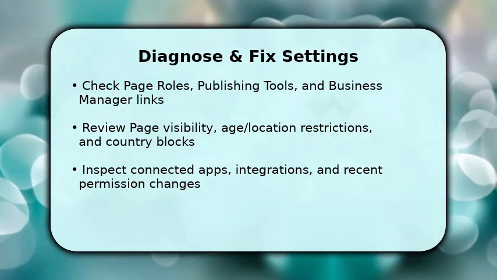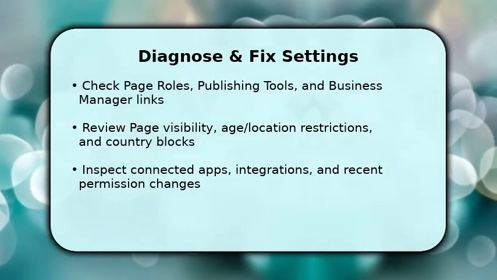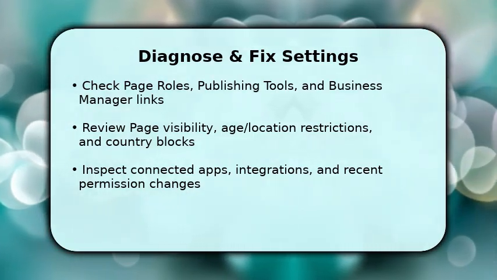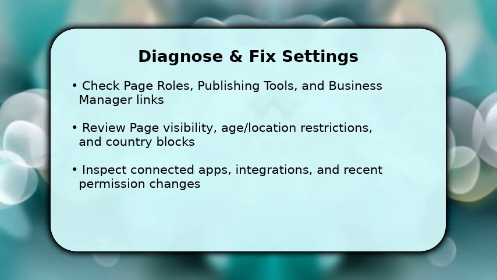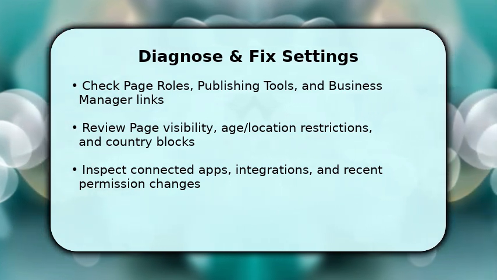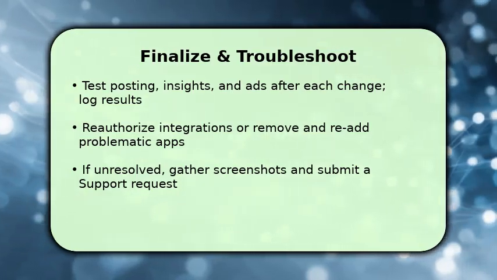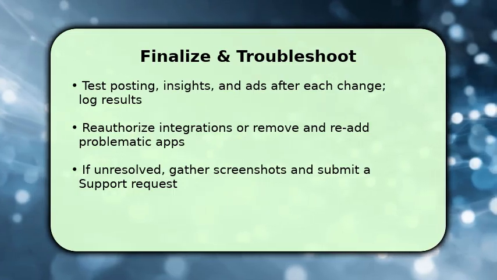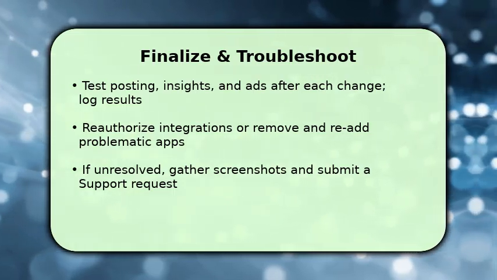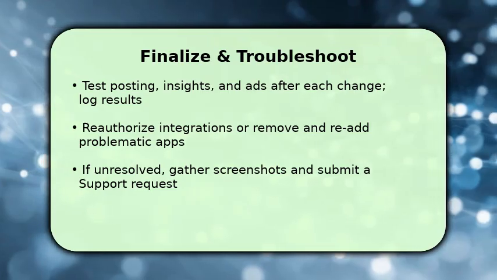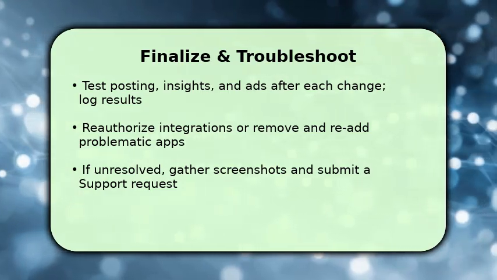Also audit integrations and recent permission changes. A revoked app or token often breaks posting or insights. Make one change at a time and retest. To finish, test core functions. Create a simple post, view insights, and check ads or scheduled posts to confirm normal behavior. If an integration caused the issue, reauthorize it or remove and re-add the app to refresh tokens.